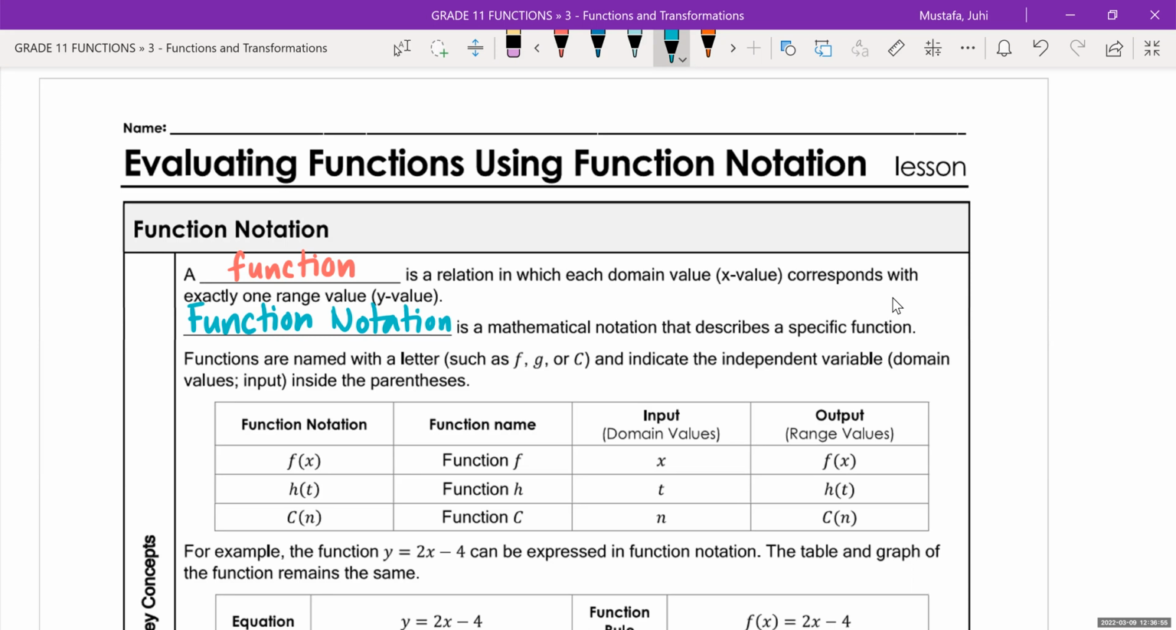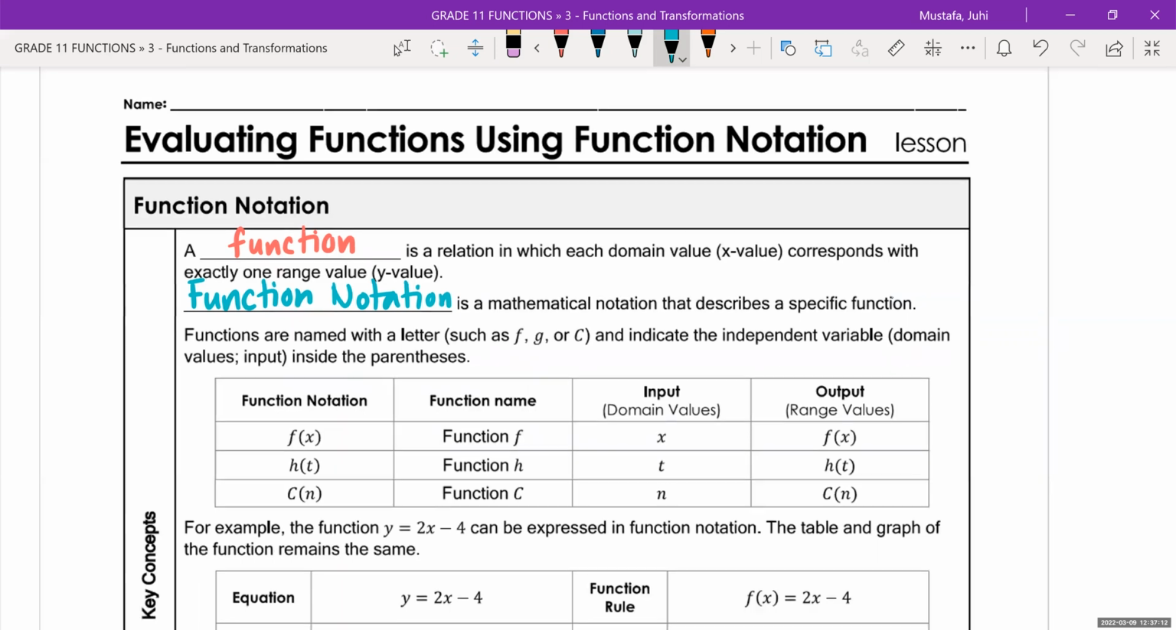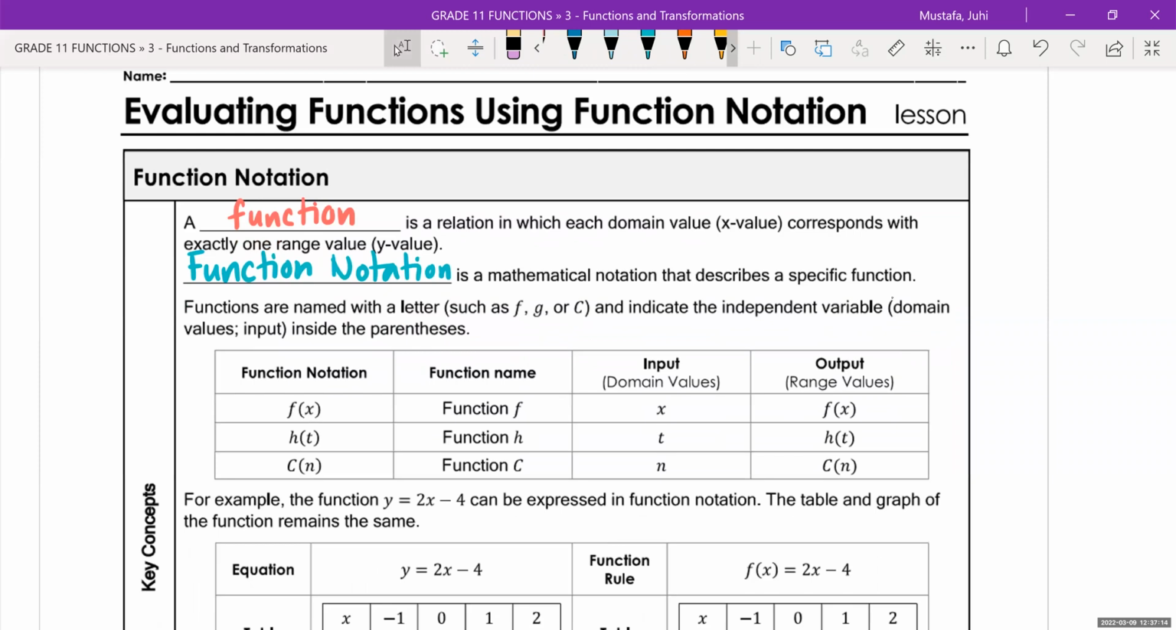So whenever we're naming a function, we can call it any letter you want: f, g, c. I would say like 90% of the time, I always see an f, but it doesn't matter. You can call it any letter. And then the independent variable, which is usually represented by your x, is written inside brackets. So here are three examples of function notation. And the way you say it is you say f of x, h of t, c of n.